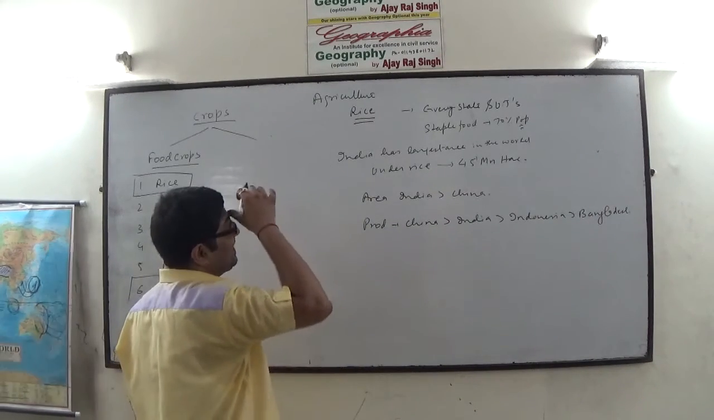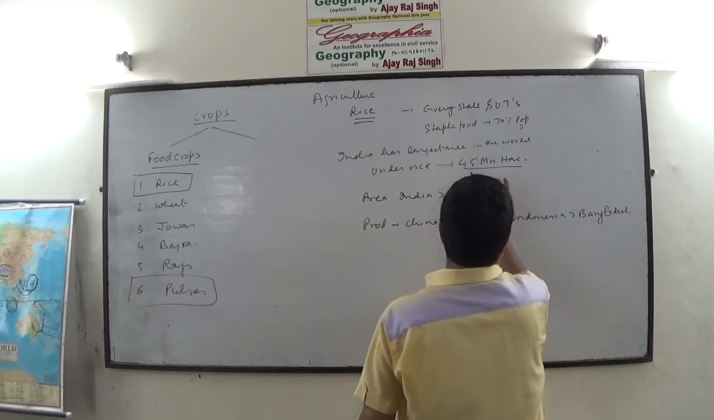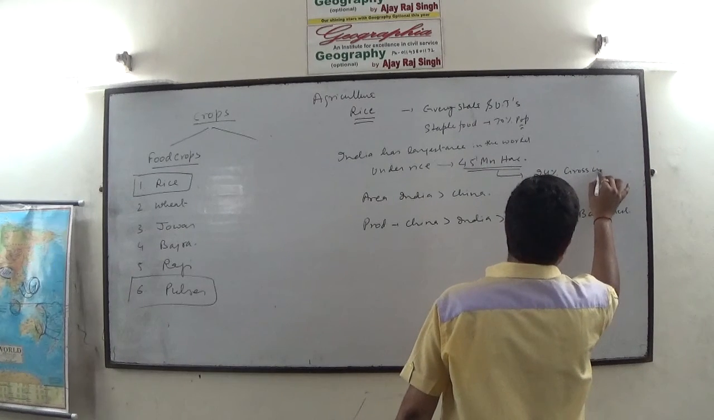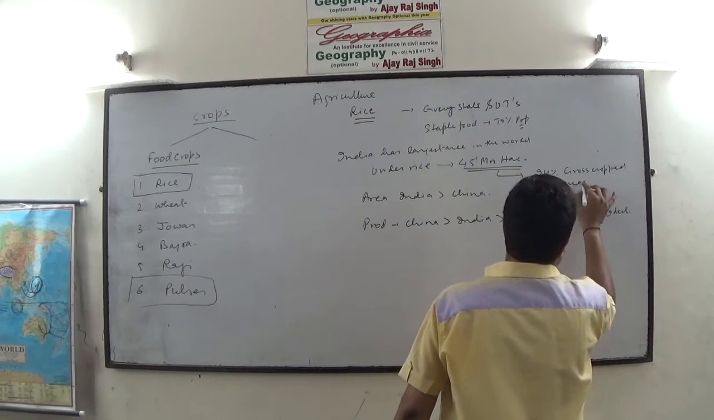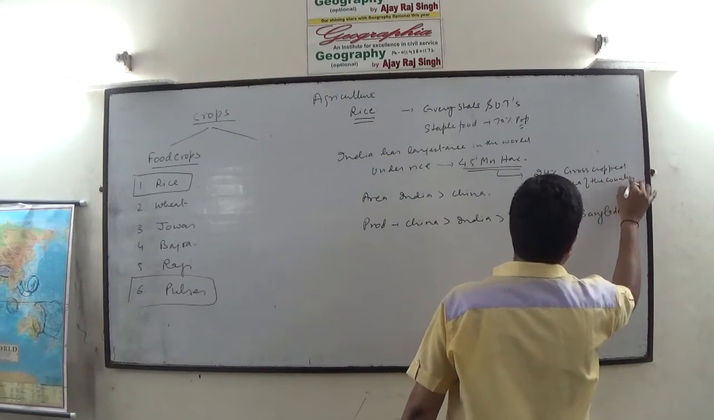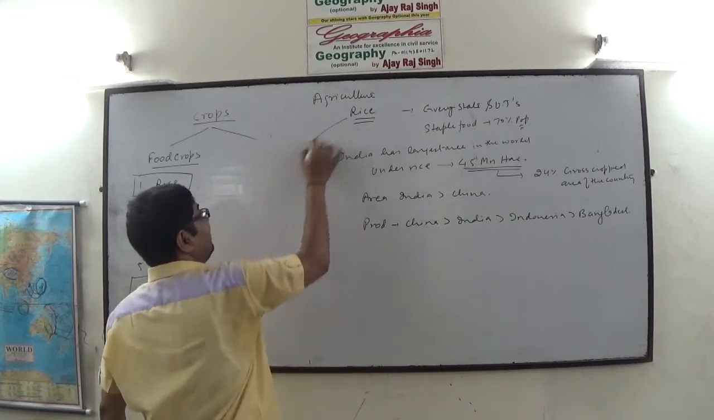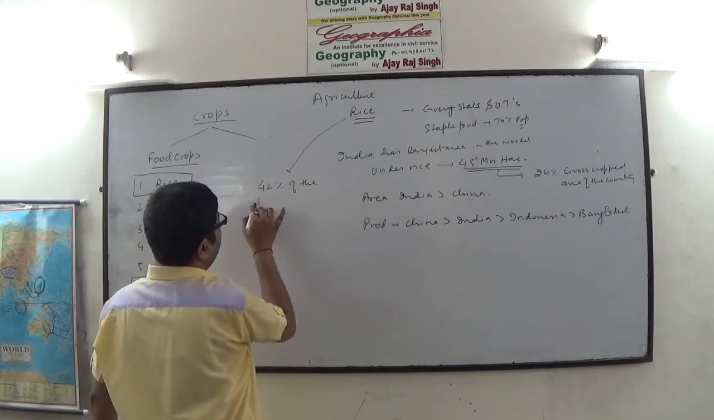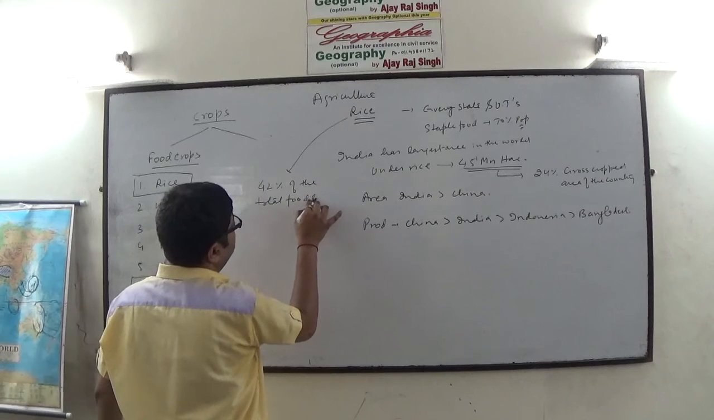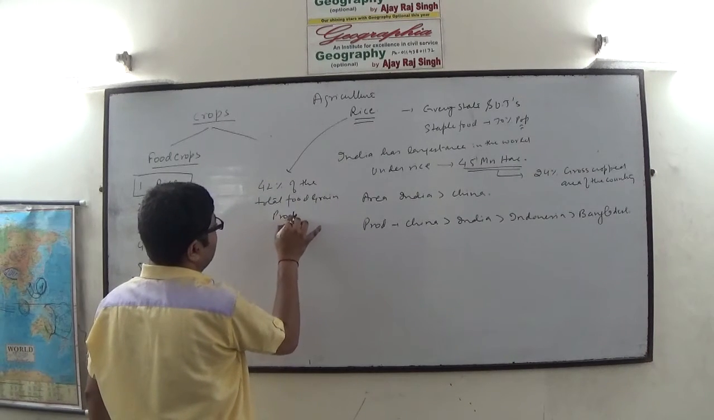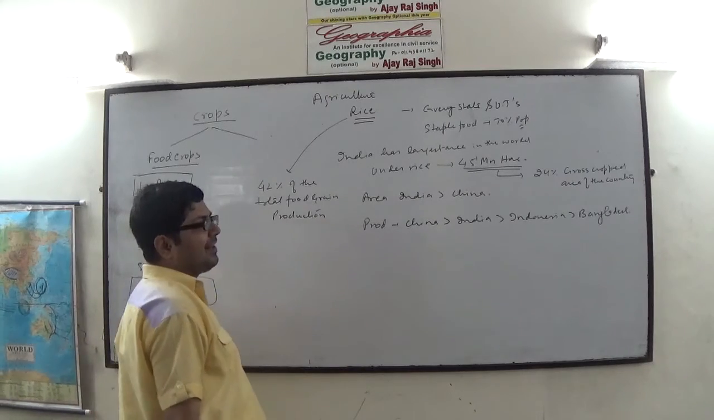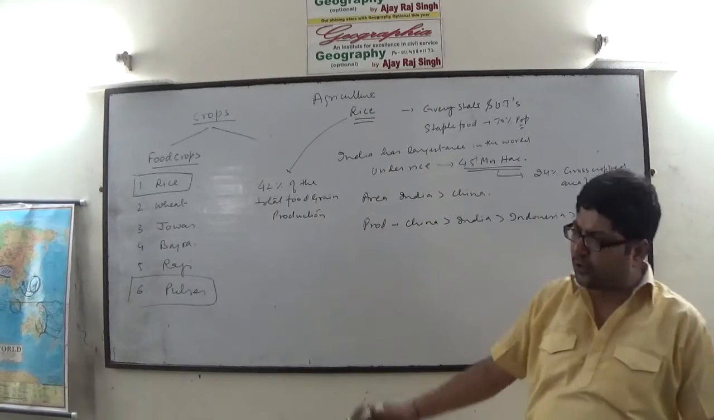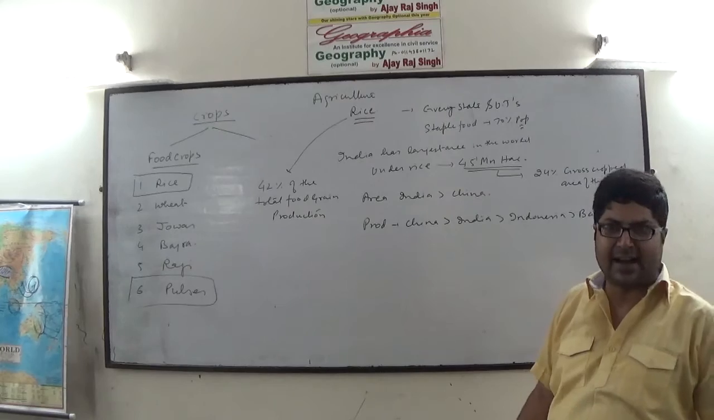Now, this 45 million hectares of area accounts for 24% of the gross crop area of the country. And rice in India accounts for 42% of the total food grain production that takes place in the country. Rice alone accounts for 42% of the total food grain production.